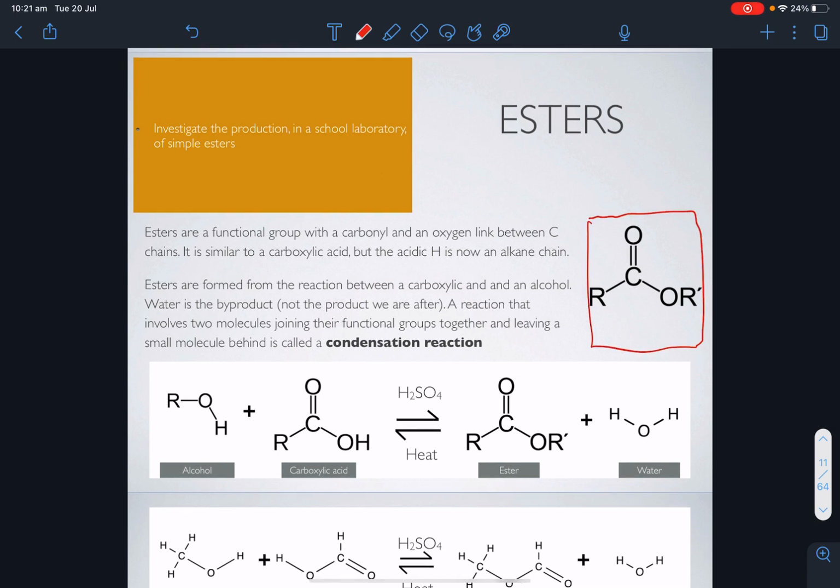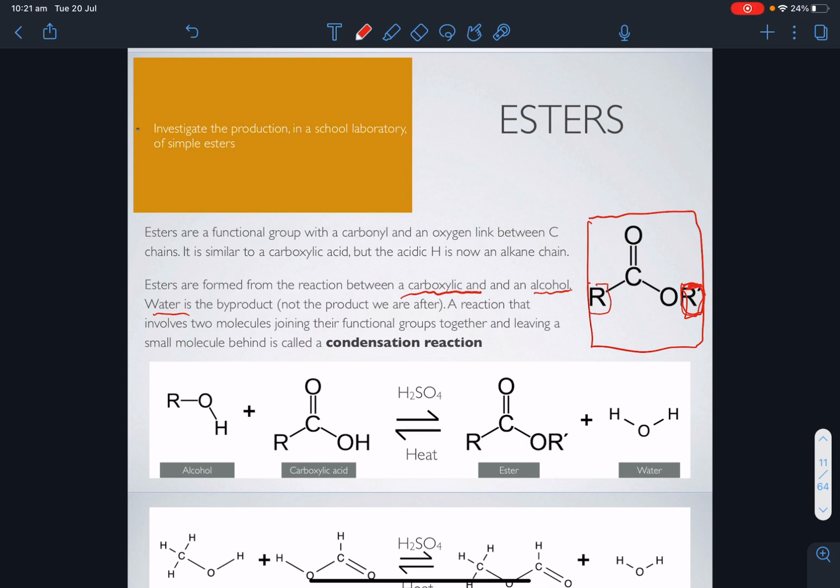It looks like a carboxylic acid, but instead of a hydrogen here, it's got another carbon chain on it. Okay? So, esters are formed from the reaction between a carboxylic acid and an alcohol. And you get a byproduct, which is a product that we're not after, we get water as well. Okay? So, if we do a reaction and we get water as a product, we often call this a condensation reaction because water's left over.